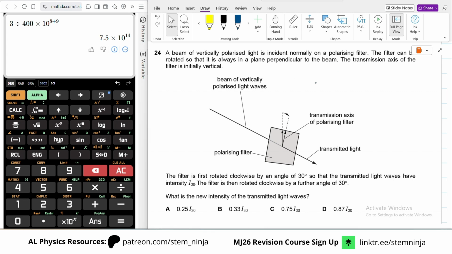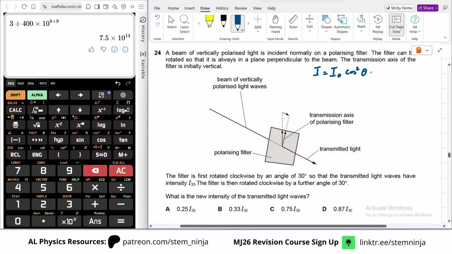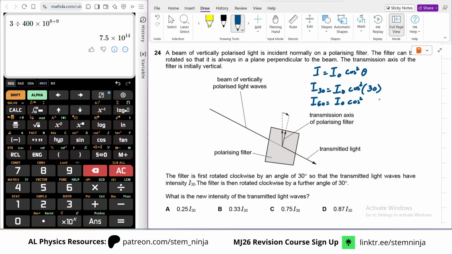So we can take a ratio. It's I naught cos squared theta. It's the same polarizing filter, not a different polarizing filter. So the first one, I30, is I naught cos squared 30. The second one, I60, is I naught cos squared 60.